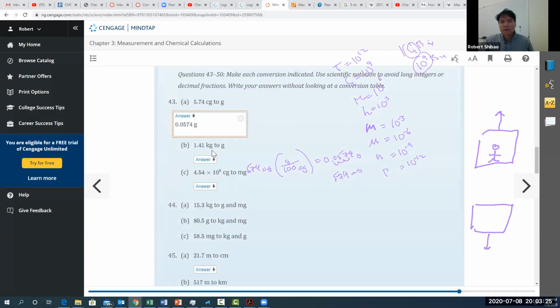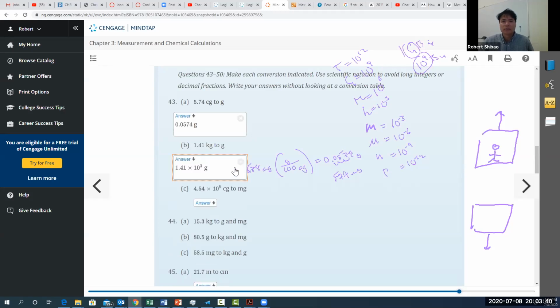Kilograms to grams, that's easy. Once you do a bunch of these, then you can just do it. You know, grams are smaller, so we're gonna make it bigger. Bigger number of grams, smaller number of kilograms. So we move it 3 over. So move it 1, 2, 3, 1,410 grams. Or to keep it 3 sig figs unambiguous, you got 1.41 × 10^3.